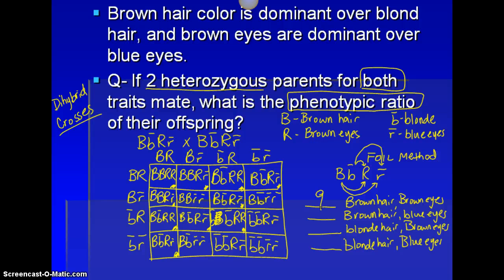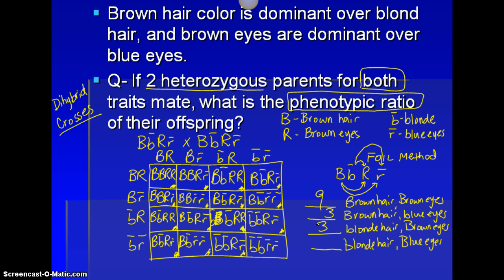Brown hair and blue eyes will be big B, 2 little r's. So a big B and 2 little r's. So 1, 2, 3. Blonde hair and brown eyes will be 2 little b's and at least 1 big R. So those are all taken. These are all taken. This one, 1, 2, 3.